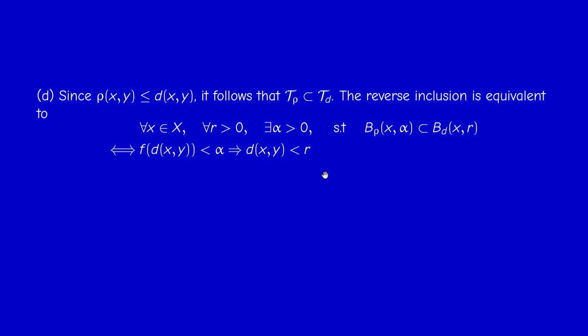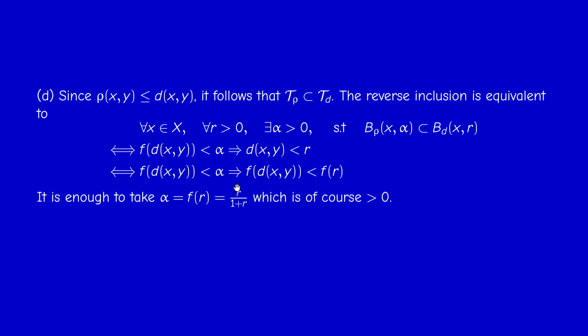It's equivalent to saying that if rho of xy is less than alpha, this implies d of xy is less than r. But rho of xy is just f of d of xy. And since f is strictly increasing, the inequality d of xy less than r is equivalent to saying that f of d of xy is less than f of r, because f is increasing. So you notice that here we have the same number. So it's enough to take alpha equal to f of r, which is just r over 1 plus r. Or anything smaller would do, but it should be positive, of course.